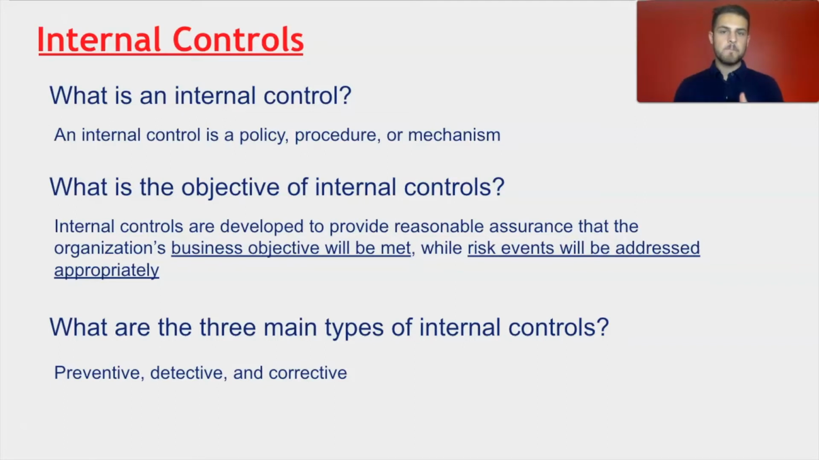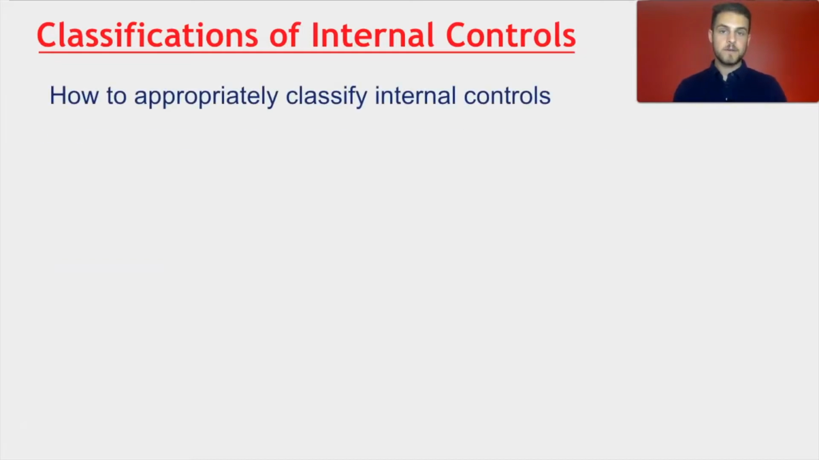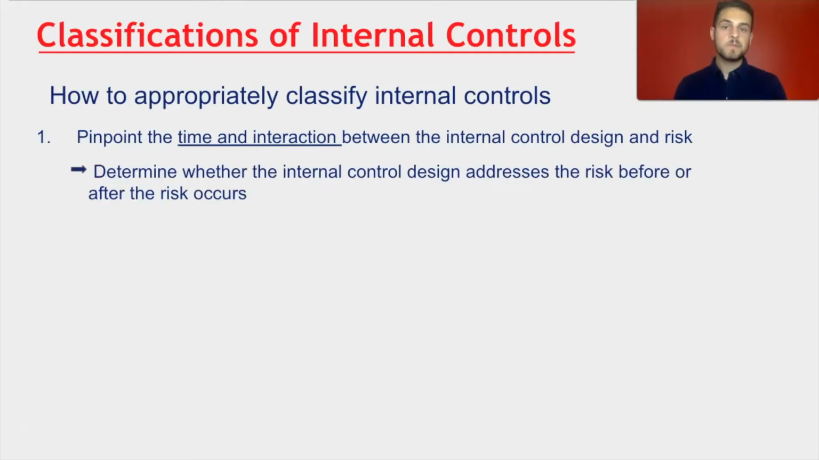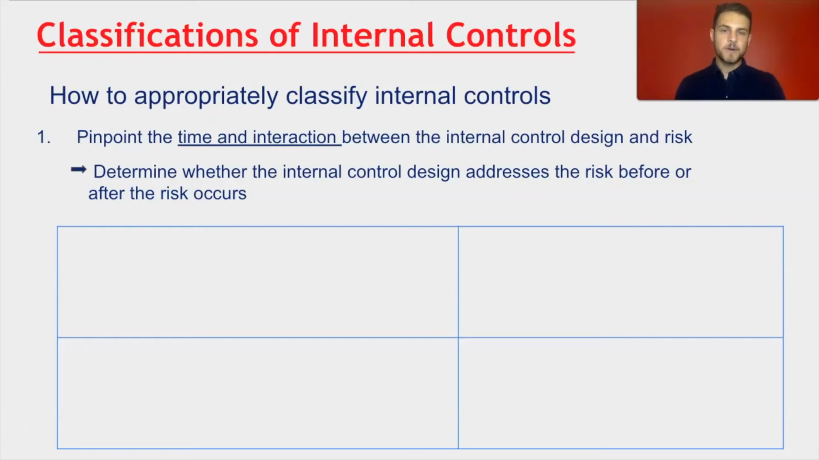Now that we have some background on types of internal controls, we will discuss how to simply classify them in two quick steps. First, we will pinpoint the time and interaction between the internal control design and the risk. Put more simply, we will determine whether the internal control design addresses the risk before or after the risk occurs. Let's look at this diagram to understand a little further into detail.